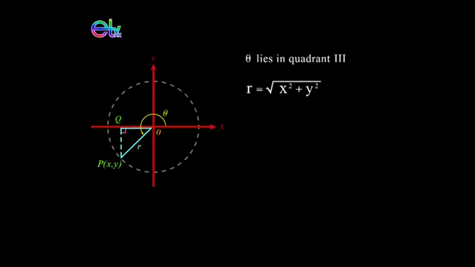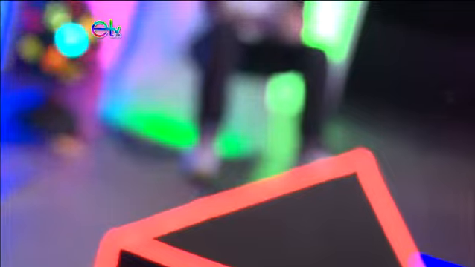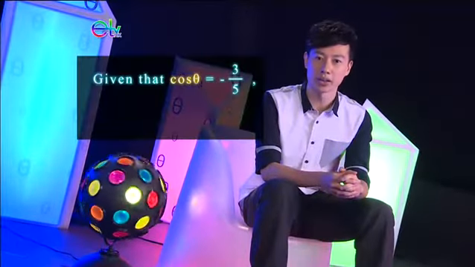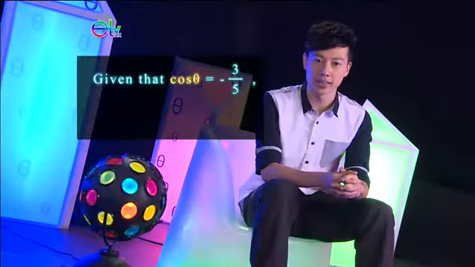Sometimes we can't determine which quadrant an angle lies in. When solving this kind of problem, the answer may be incomplete. Let's look at this example. Here is a trigonometric expression. Given that cosine theta is equal to negative 3 over 5, find the values of sine theta and tangent theta.